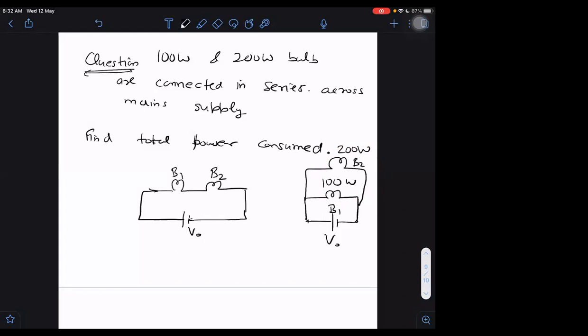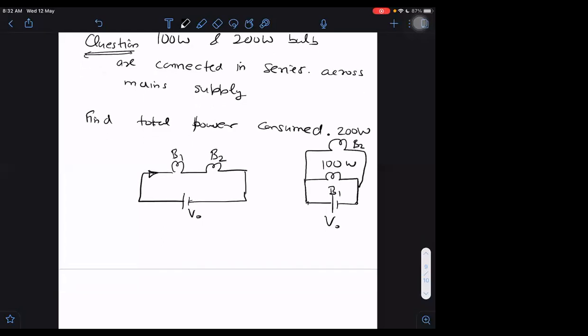Now, when they are connected in series, then the same current will be passing. We can take the power as I square R1 plus I square R2, where let us say bulb 1 has resistance R1 and bulb 2 has resistance R2.